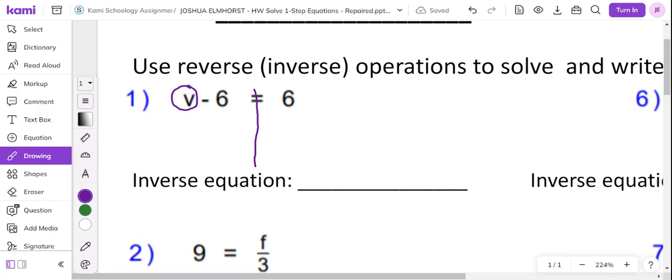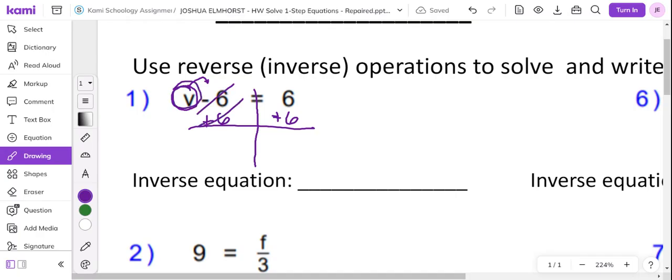So identifying what is happening with the variable, something goes in minus 6 and that equals 12. The mental math on this is 12 minus 6 equals 6. But how do we go through the process of solving?